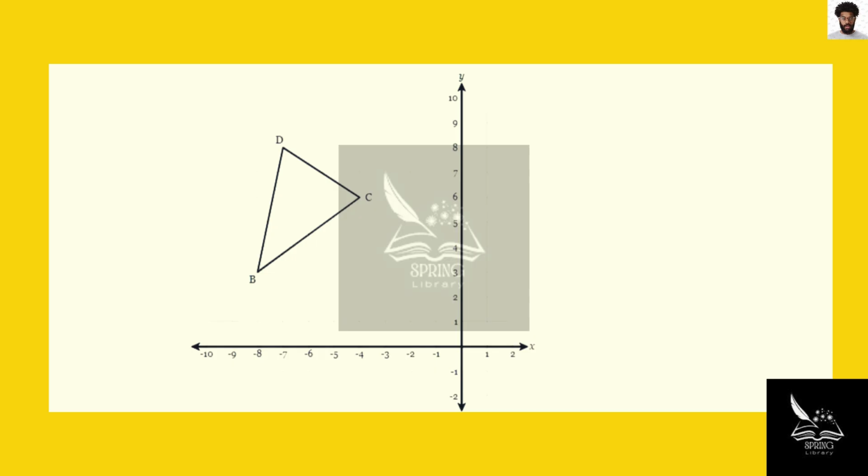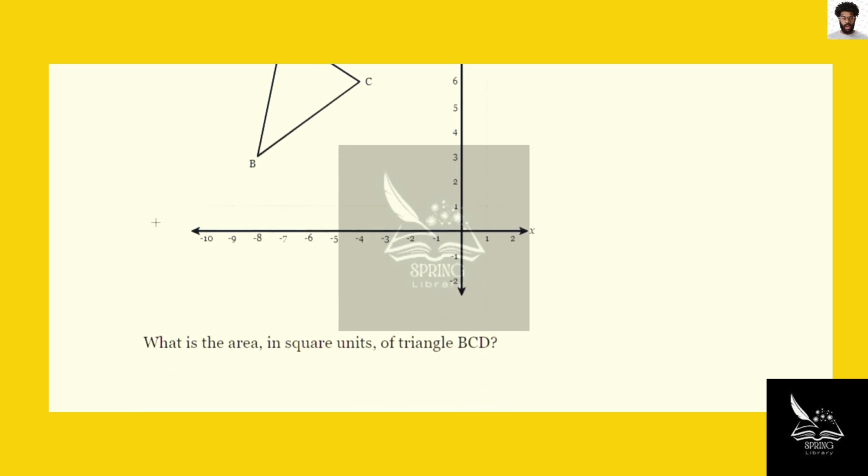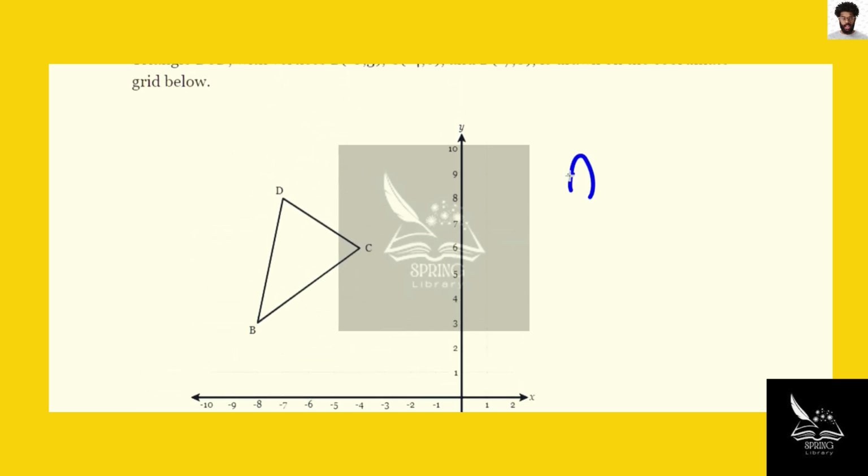To find the area of a triangle, which is what you're asked to do, it's 1/2 times the base times the height. So let's say BC is the base. Actually, let's just say DC is the base.